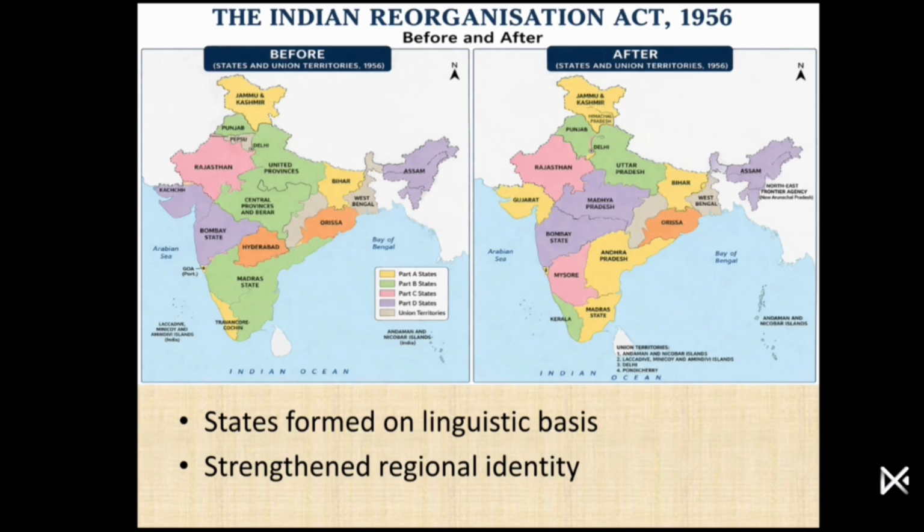For the first time, people felt that their language, their culture, their identity had a place in the political map of India. But this change had a deeper impact. It strengthened regional identity. People started feeling more connected to their state. At the same time, it also made language a powerful political factor.